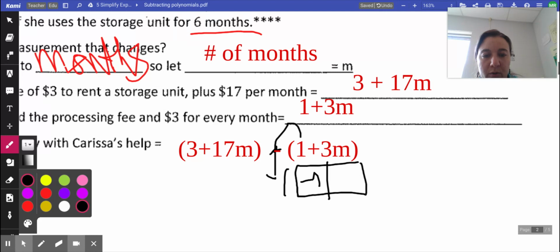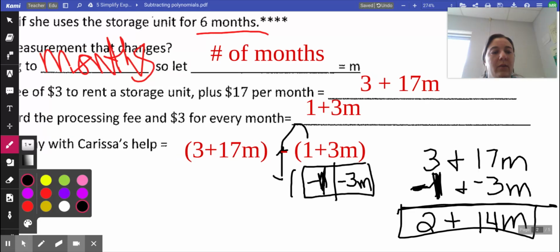Okay, so I'm going to rewrite this. I got 3 and 17m. I got a -1 and a -3m. I lined up the like terms. All the m's are together. All the constants are together. 17 and a negative 3, or 17 minus 3, is $14 a month. 3 take away 1 is $2 in processing fee. So now Margot has to pay this with help. She has to pay less processing fee, less dollars per month. Should make sense. If you have any questions, you can ask me about it in class.